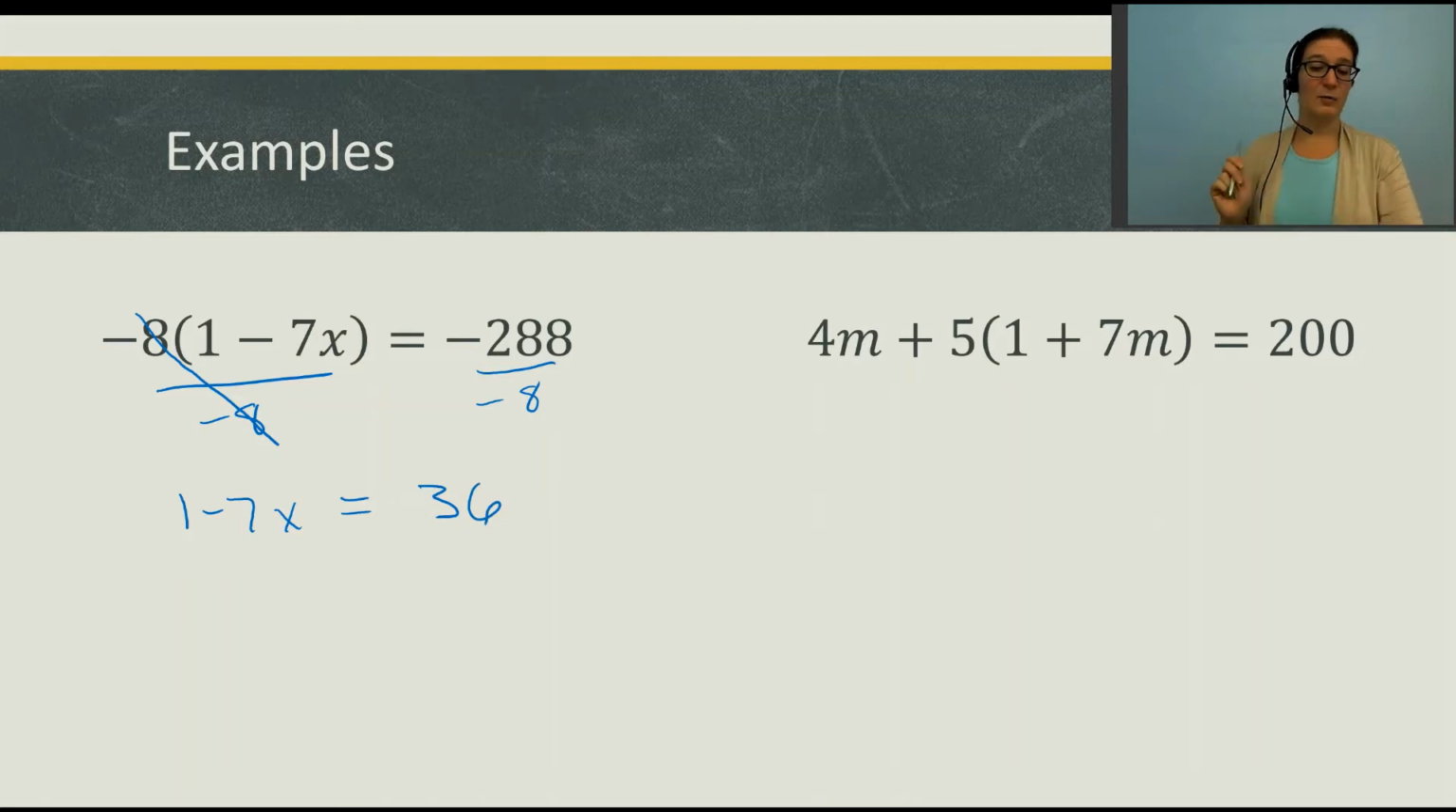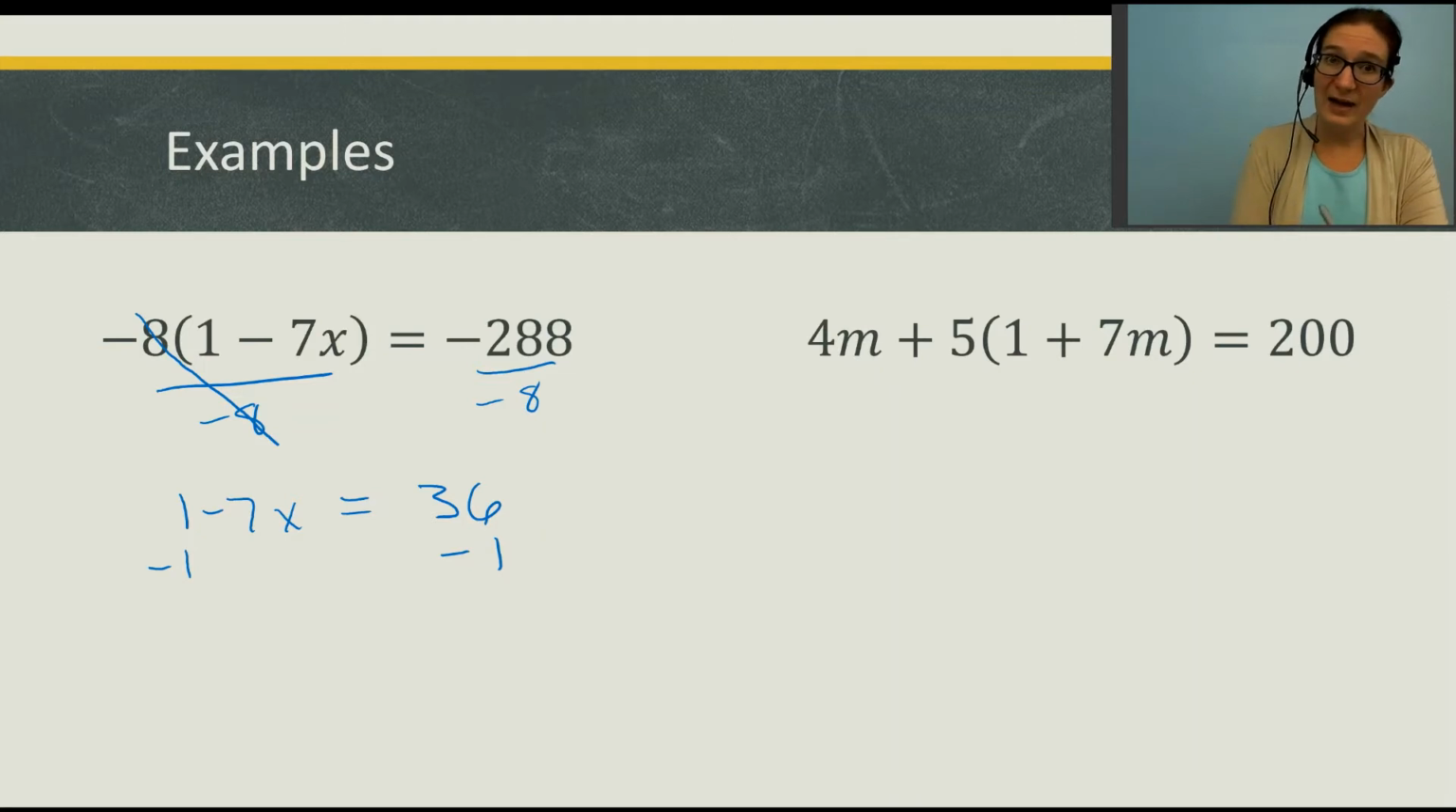A negative divided by a negative is a positive. There we go. All right, now we've got a two-step problem, real easy to solve. I do the opposite of what I see. This first part with the 1 is a little bit tricky because it's a positive 1. I want to subtract 1 because I'm looking to zero it out. So I will subtract 1 on this side as well.